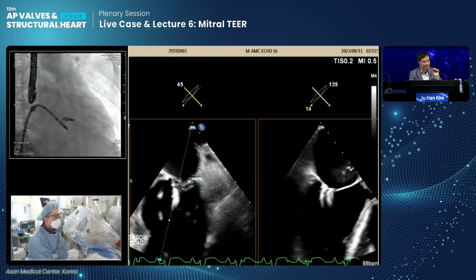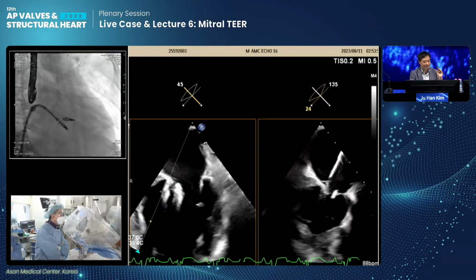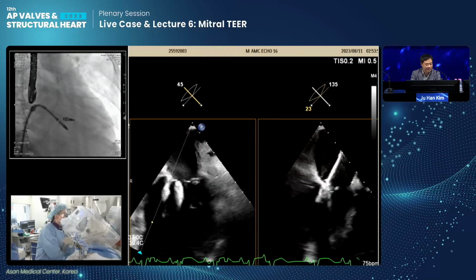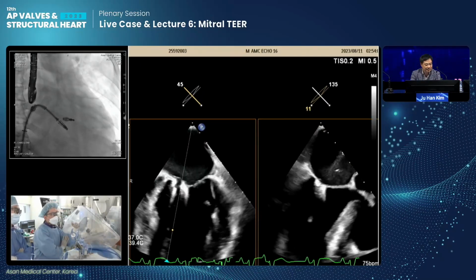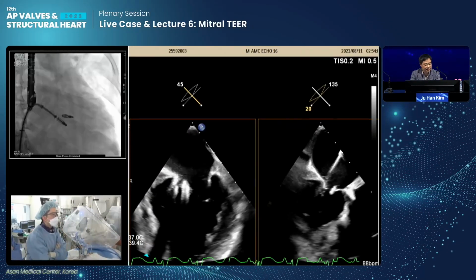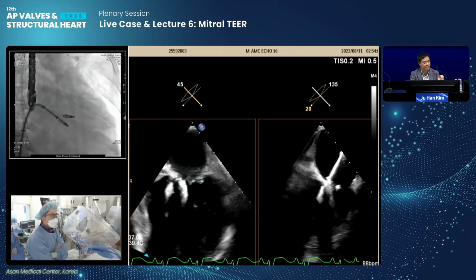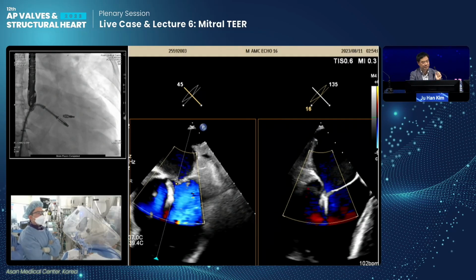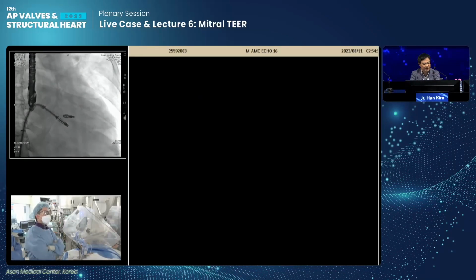Yes, I see. We implanted one more XT, just medial to the first clip. I think the first clip is a little bit laterally declined. Can you please show the color clipping moment? Yeah, clipping moment. Okay, review image.